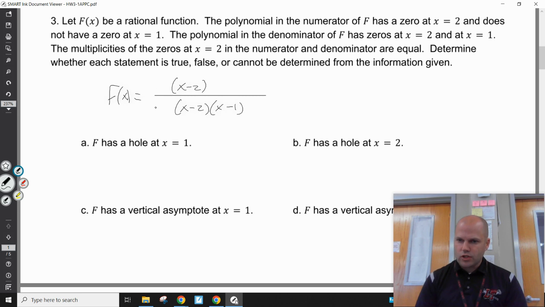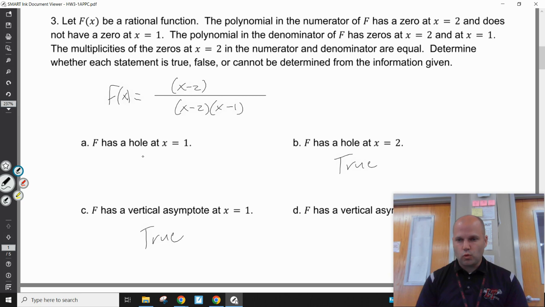Maybe there's some other stuff going on with numbers, but we're getting all of our zeros. They're telling us all of our zeros. So what do I notice? If I plugged in 2, I'd get 0 over 0. I have a hole. If I plugged in 1, I'd get a number over 0. I have a vertical asymptote.